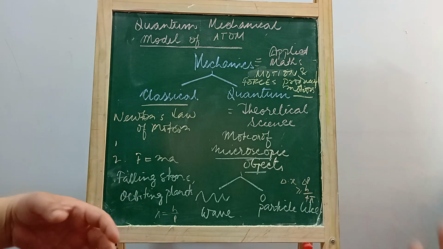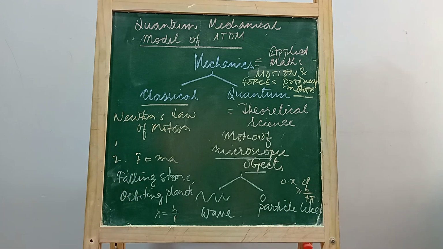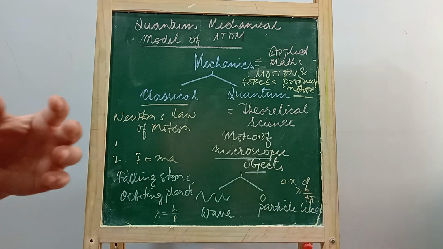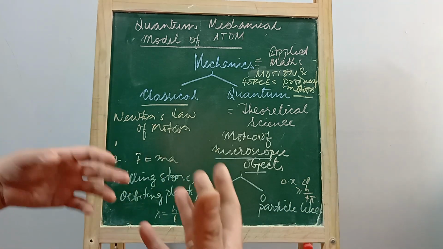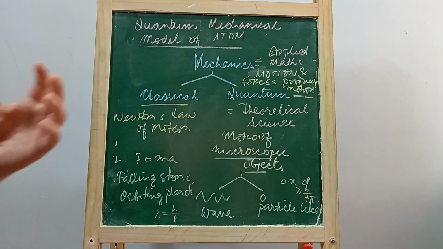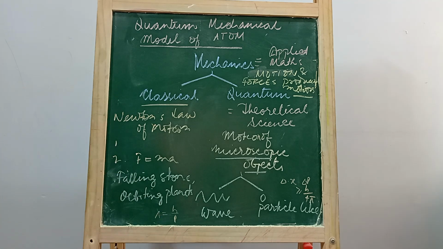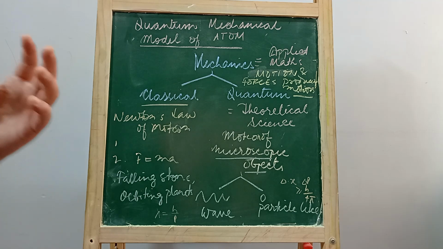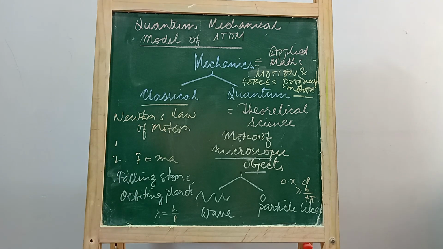The way in which electrons are revolving around, where they actually are. It's all about the models of atoms that we have been discussing right from J.J. Thomson, then Rutherford, then Bohr's model, then de Broglie's wave behavior of matter, then the Heisenberg's uncertainty principle.